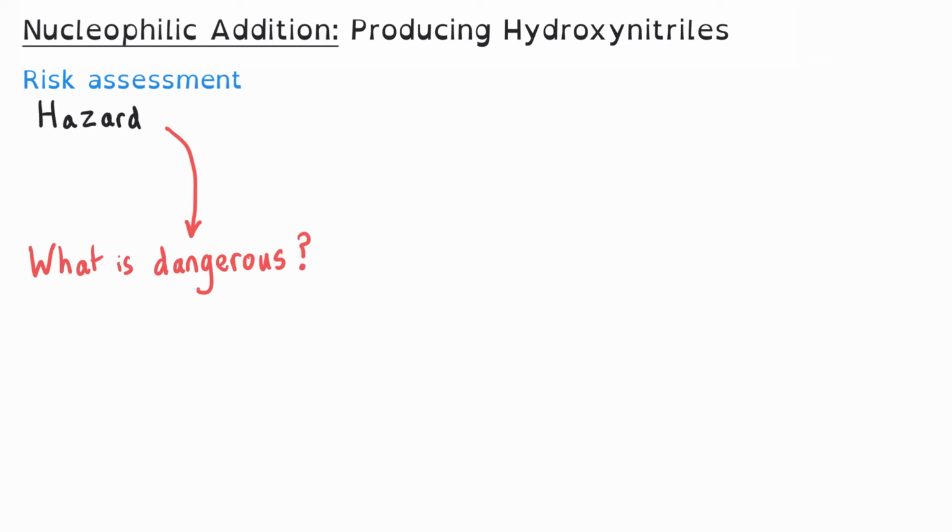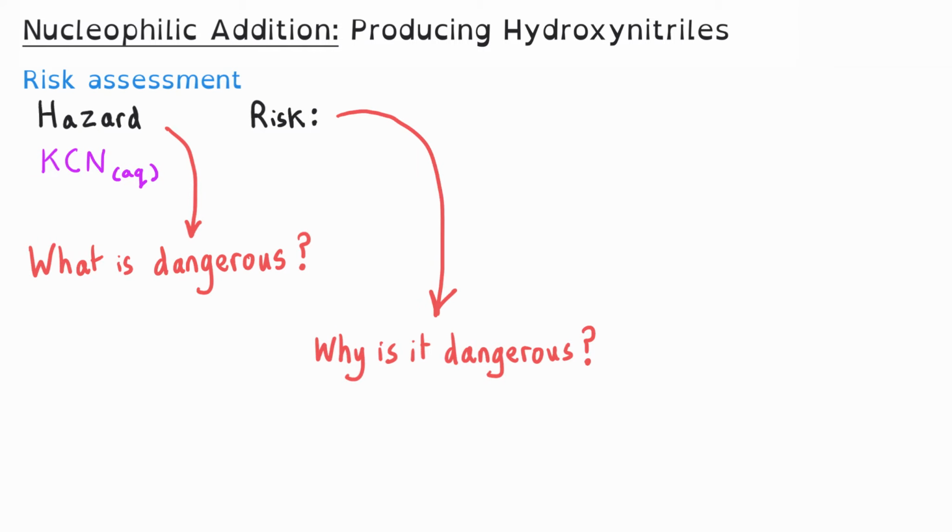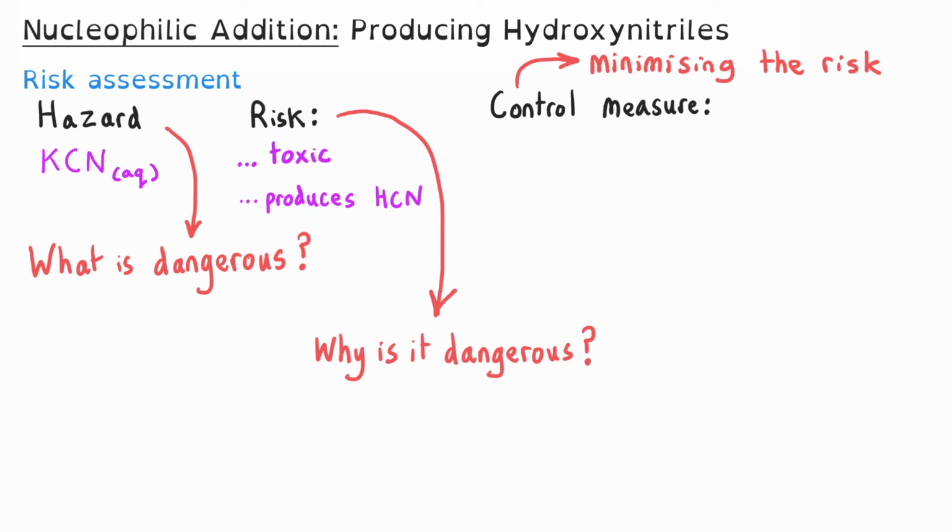The hazard identifies the chemicals that could be dangerous or the parts of a practical that could be dangerous. In this case, potassium cyanide is the hazard. And then the risk tells us the nature of the hazard. Well, potassium cyanide is toxic, and it also produces hydrogen cyanide in the reaction. And so we need to take steps to minimize this risk, and this is by considering the control measures.